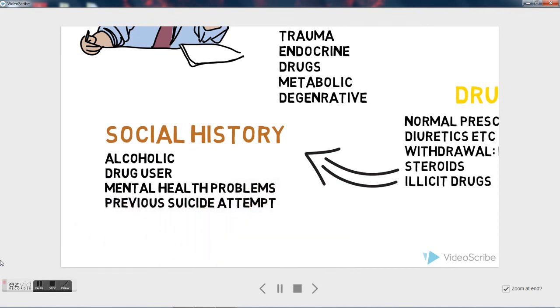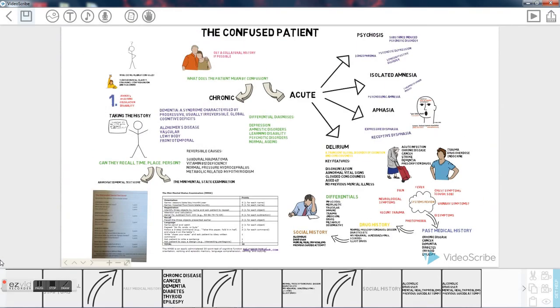I hope this presentation has helped to give you a good overview of what to look for in the confused patient, but I must warn you, it is far from exhaustive.